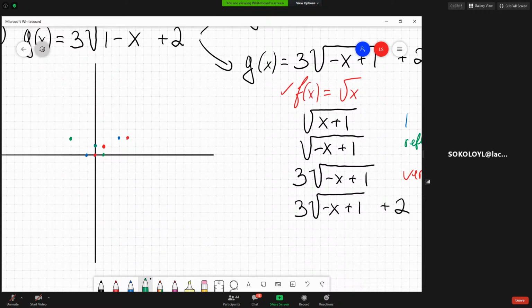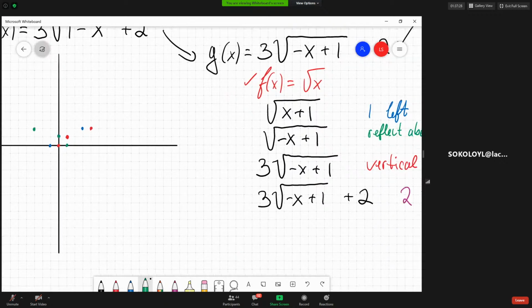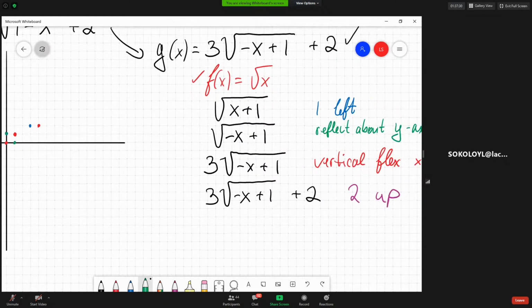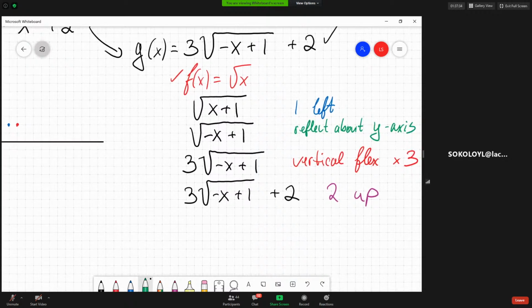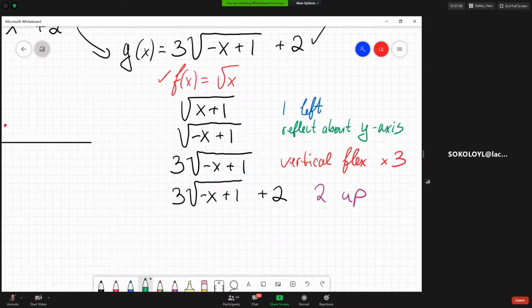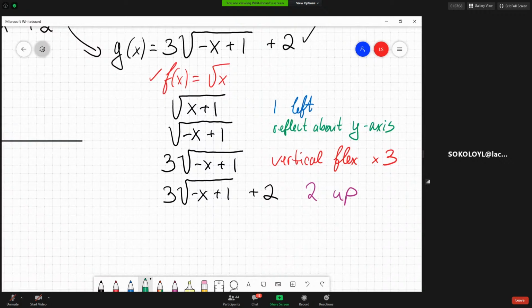If we were reflecting about the x-axis, then the points would go up or down depending on where they are. So here it's left or right depending on where they are. They go across the line of the reflection. Next we have vertical flex. Oh, I already used red color. Vertical flex by a factor of 3. So let me think what color I can use here.